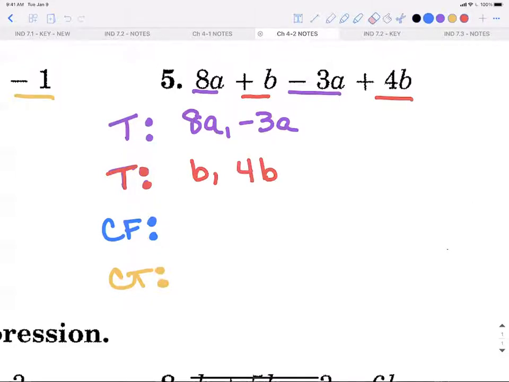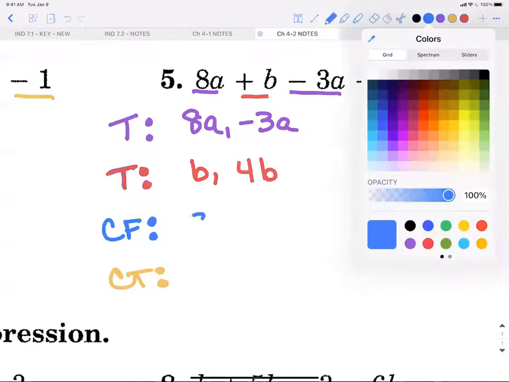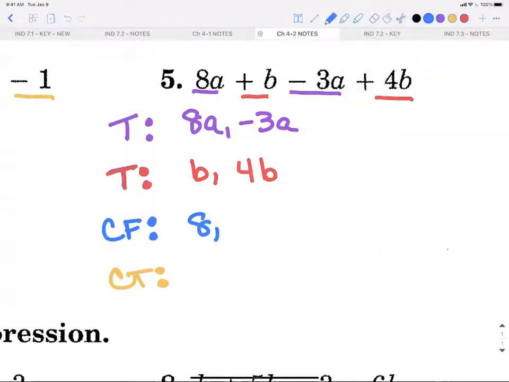The coefficient is going to be the number in front of all 4 of these. So the 8 from the 8a, the negative 3 from the negative 3a. What's my coefficient in front of that B? It's a 1. So 1 is one of my coefficients, and then 4 is my next coefficient. I should have the same number of coefficients as I do terms because every term has a coefficient.